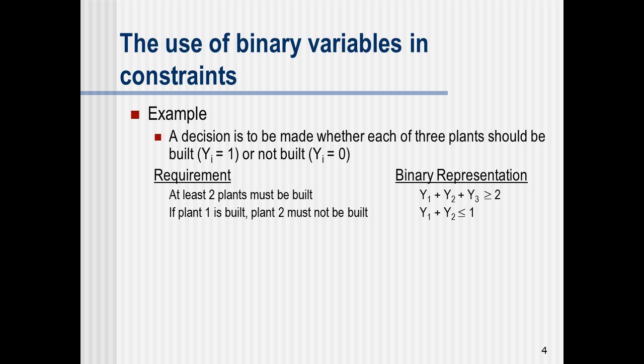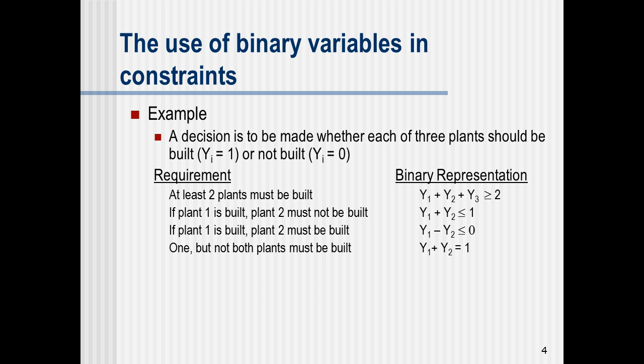If plant 1 is built, plant 2 must not be built. So same thing as a combination. I can't build both of them. Y1 plus Y2 is less than or equal to 1. If plant 1 is built, plant 2 must be built, which is saying Y2 is greater than or equal to Y1. If we build plant 1, we have to build plant 2. We can build plant 2 alone, but we can't build plant 1 without plant 2. It's a prioritization.